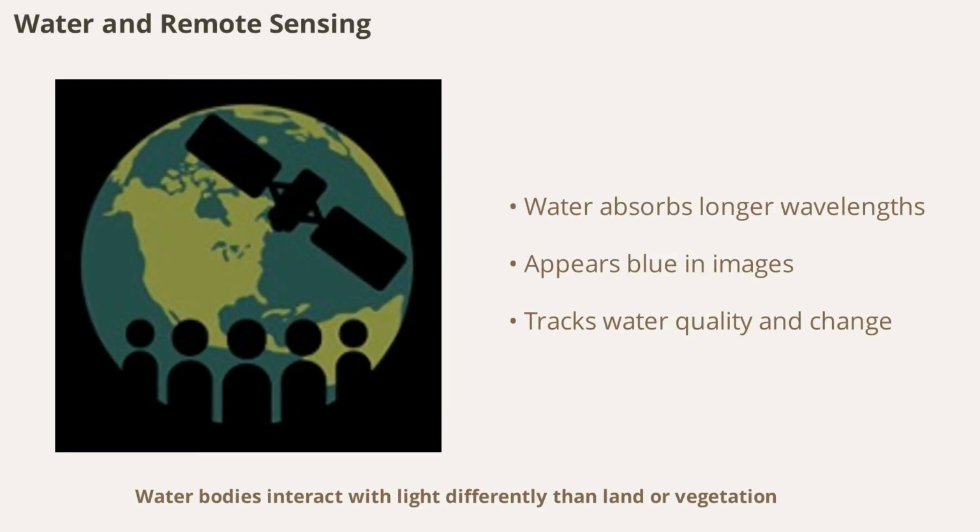Water bodies interact with light differently than land or vegetation. Longer visible wavelengths like green and red and near-infrared radiation are absorbed more by water, while shorter blue wavelengths are reflected. This is why water often appears blue or blue-green in satellite images.